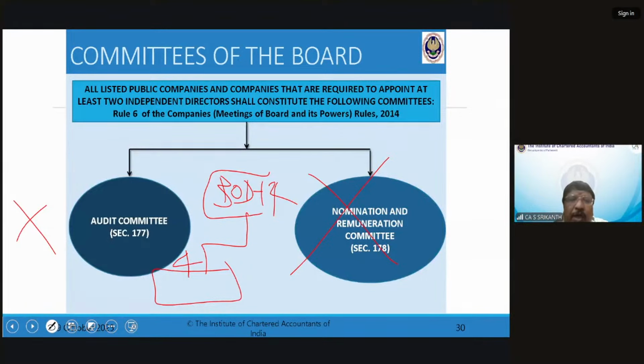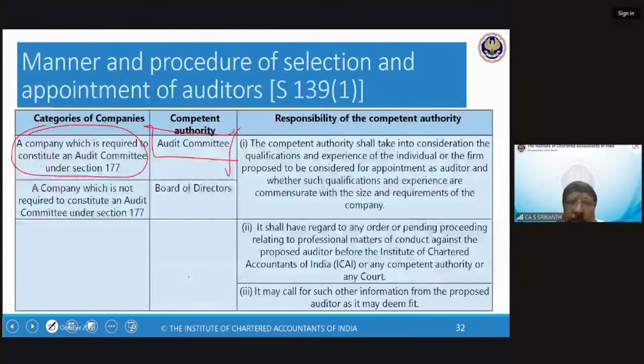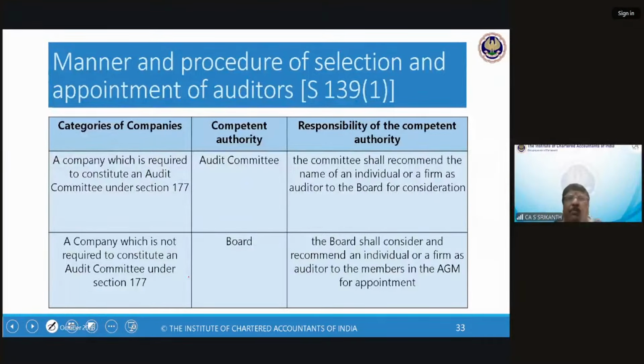Okay. Right now, what you need to know is the audit committee is a committee of the board, like the corporate social responsibility committee. And that committee has the responsibility of, that is enough for you. Beyond that, do not get into the audit committee and waste your time. Okay.